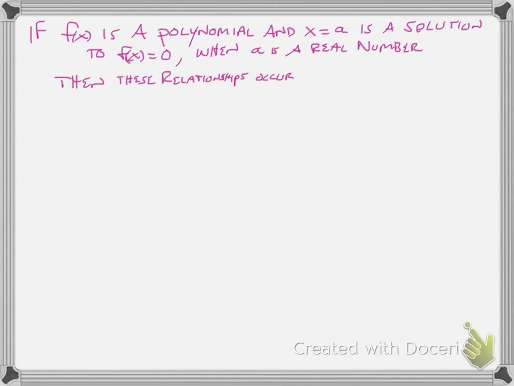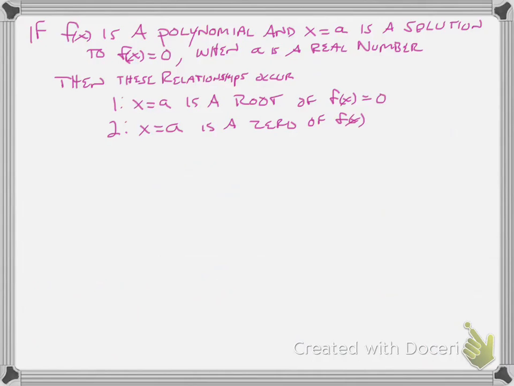Okay, so if I have f of x as a polynomial, and I know that x equals a is a solution to f of x equals 0, when a is a real number, then I have 4 relationships that occur. The first relationship is that x equals a is also going to be a root of f of x equals 0. X equals a is a 0 of the function f of x.